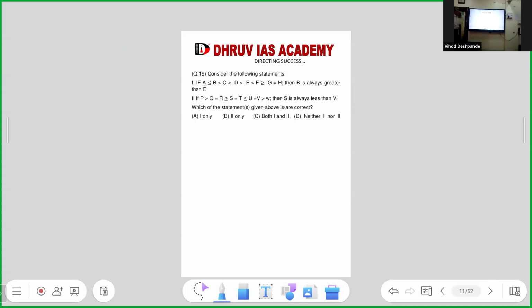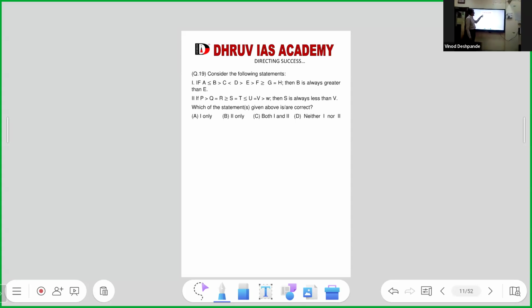Next, consider the following statements: A less than B, greater than C, less than D, greater than E, greater than F, greater than equal to G, equal to H. Then B is always greater than E. Similarly, P greater than Q, equal to R, which is greater than equal to S, equal to T, less than equal to U, equal to V, greater than W. Then S is always less than B. Which of the statements given above is correct?